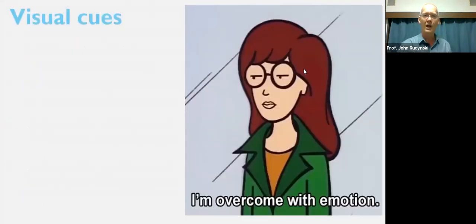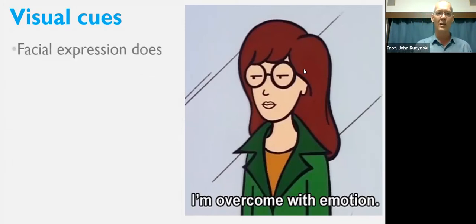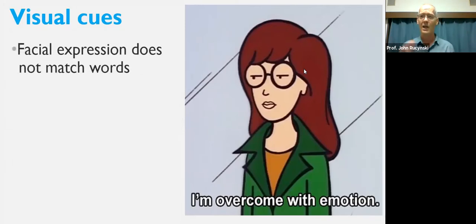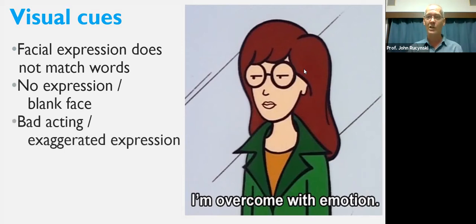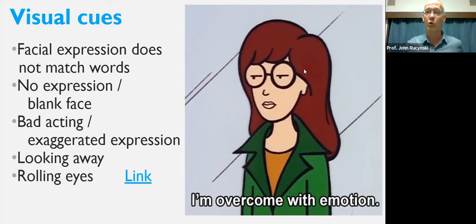Okay, so let's just review some of these visual cues. Again, the facial expression does not match the words. No expression or blank face, like here. Bad acting or exaggerated expression. Looking away. And as we said before, rolling eyes. There are lots of these examples on the internet where you can show learners to train them to identify sarcasm.